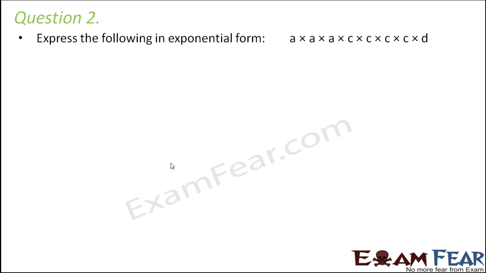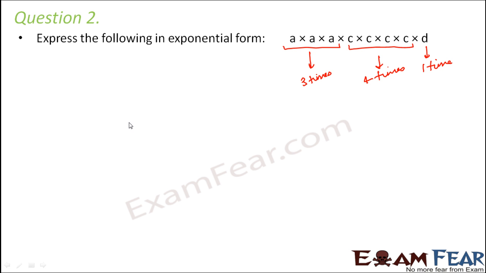Question number 2. Express the following in exponential form. So what is the meaning of exponential form? Writing something in the form of to the power. So here if you see, A is getting repeated for 3 times. That is, A is multiplied how many times? 3 times. Similarly, C is getting multiplied for 4 times. And how many times for D? D is getting multiplied only 1 time.